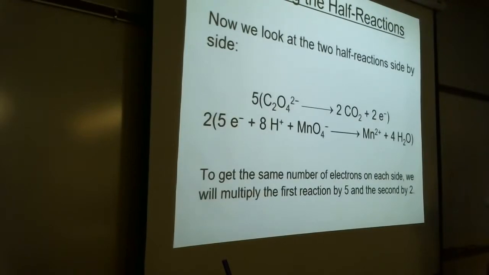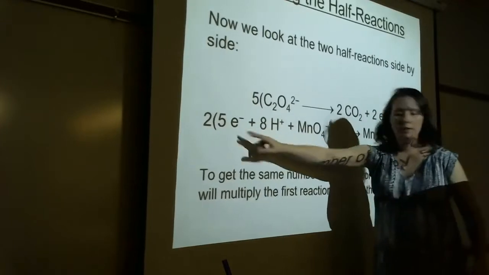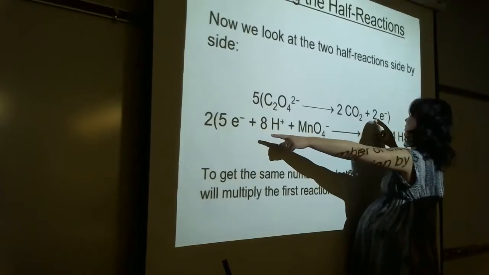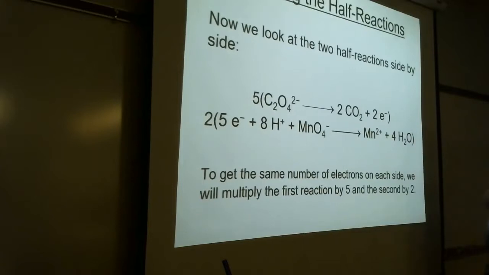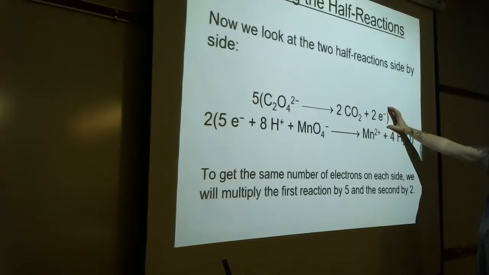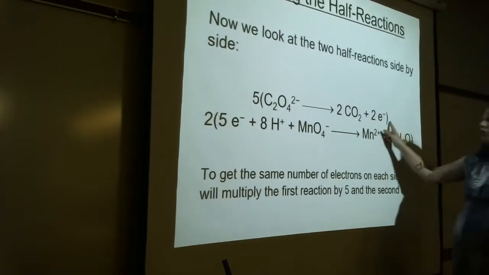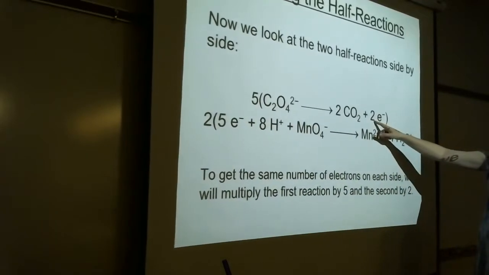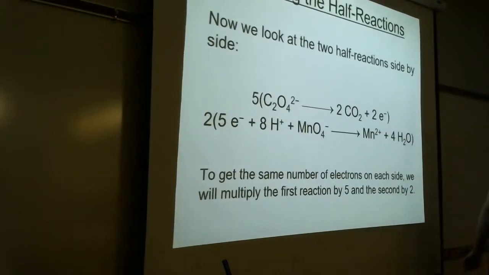So I look, I've got 2 and I've got 5, right? 5 isn't a multiple of 2. So I have to multiply them both by each other to turn them both into 10. So I multiply the oxidation half reaction by 5 and the reduction half reaction by 2. Don't forget to do it to everybody. A lot of students will just multiply the number of electrons by that coefficient. You've got to multiply the entire thing by that coefficient.